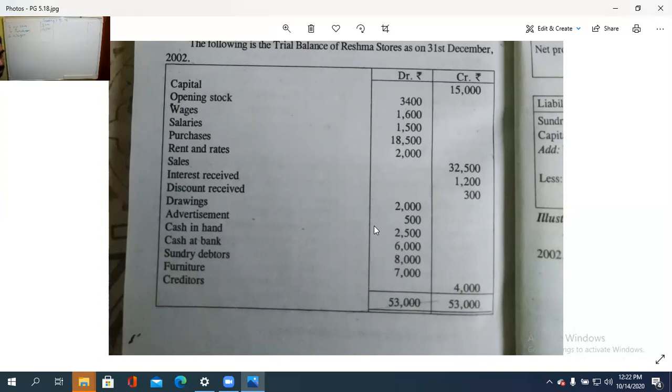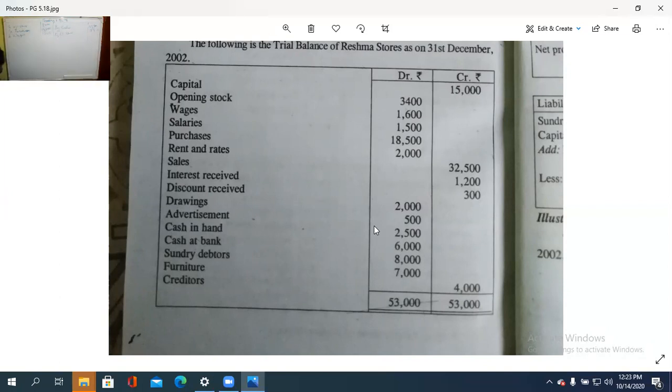Then to wages, it is 1,600. Then is there any item? No. Then credit side, by sales, how much? I think sales 32,500. Then by closing stock, that is the adjustment, 8,800.